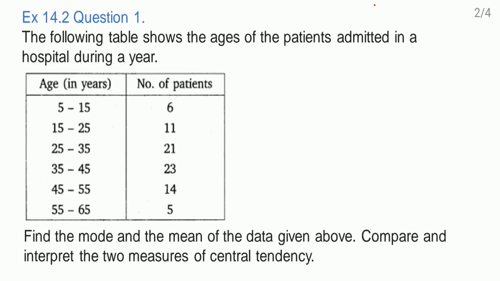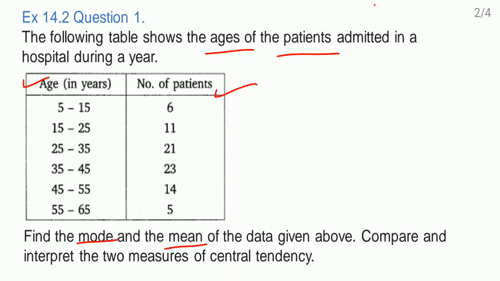This is exercise 14.2, question number 1. The following table shows the ages of patients admitted in a hospital in a year. In the first column, ages in years is given. In the second column, number of patients are given. Find the mode and mean of the data given above.